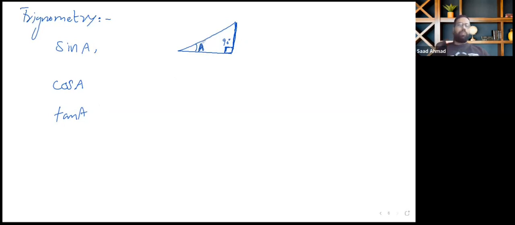The side opposite to the angle A is named opposite because it's opposite to the angle A. And the side which is adjacent to the angle A is called adjacent. And the side which is facing the 90-degree angle is called hypotenuse. You can pronounce it differently. Hypotenuse.